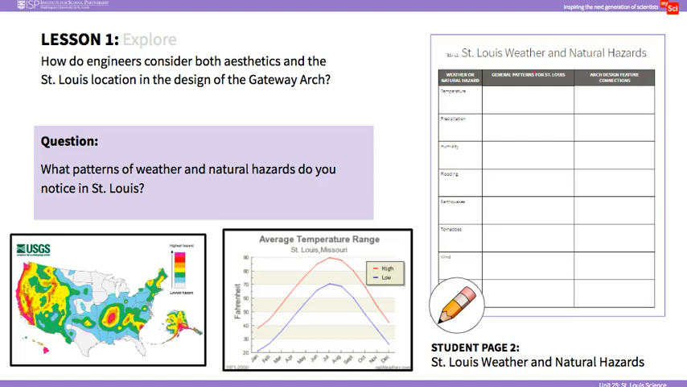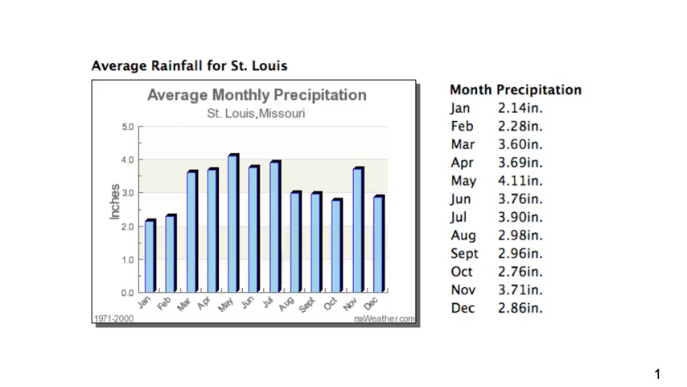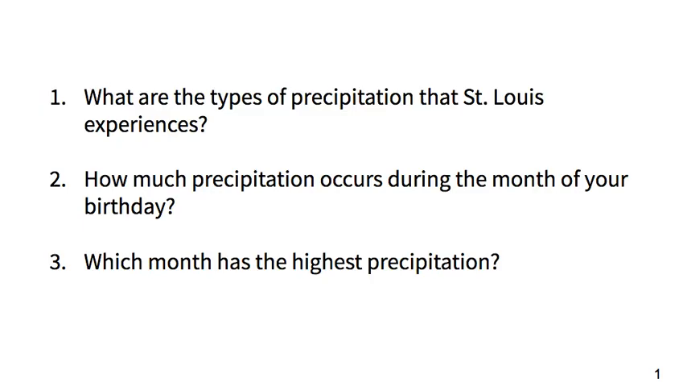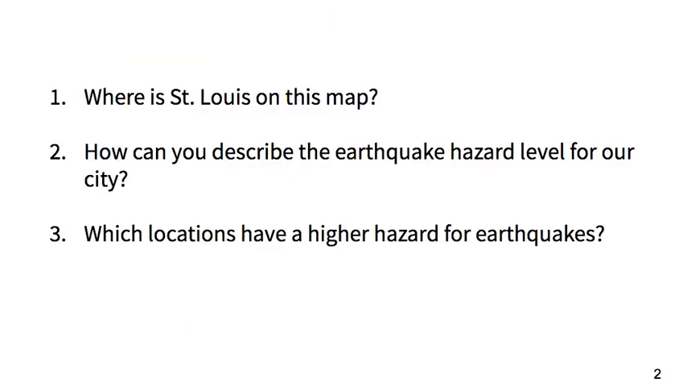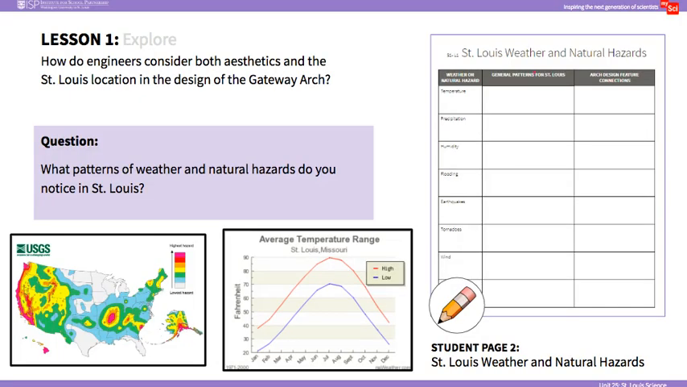For the Explore part of this lesson, each group of students will receive a set of cards that have weather and natural hazard data on them. Each group will go through the cards, looking at the questions on the back of the cards, and analyze what's going on in the St. Louis region. They'll record general patterns on a handout.